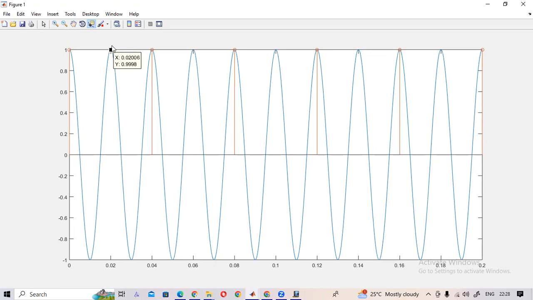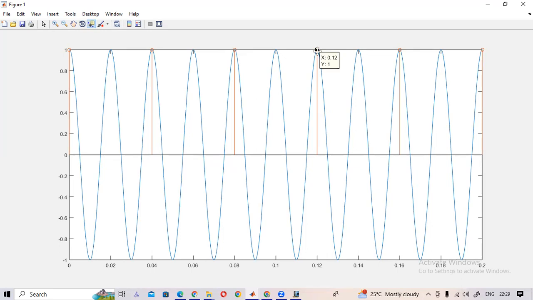It is 0.02. If you get it correctly, yes, it is 0.02. So that is the one cycle time. Now your sampling frequency is 25. That means you are getting one sample after 0.04, which means after two cycles. Again after 0.04, you are getting another sample.